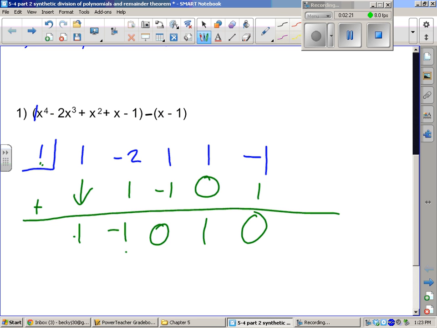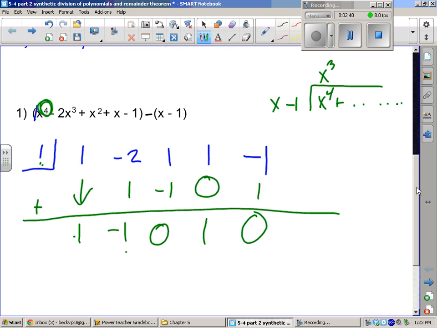Well, what is the point of this? What are these numbers? Well, glad you asked. Remember how in long division we ended up with a polynomial on top of the divide symbol? That's what we're ending up with here. It just doesn't look like it.